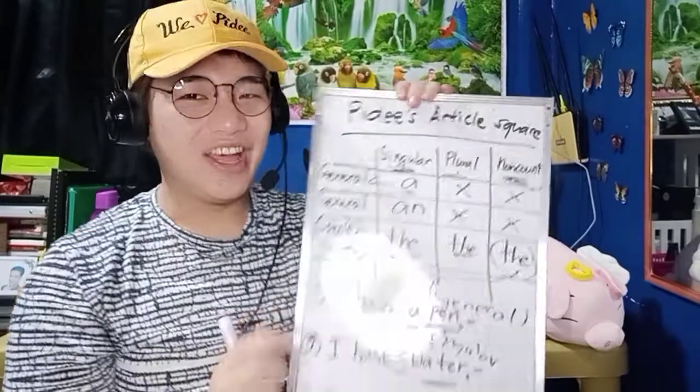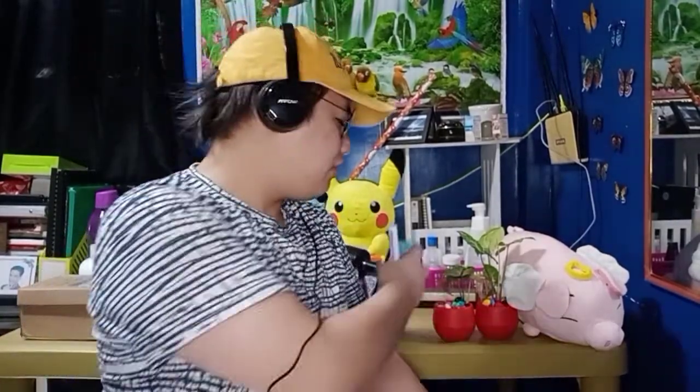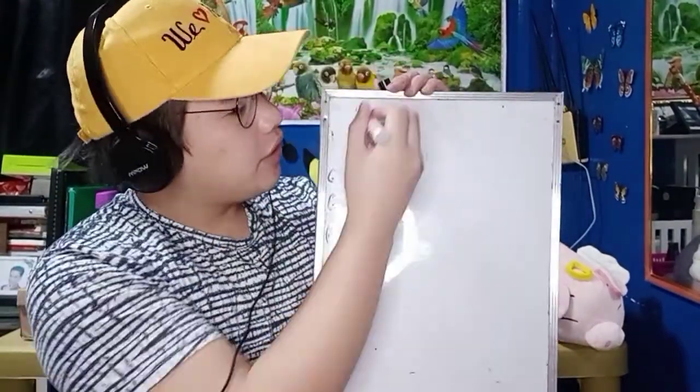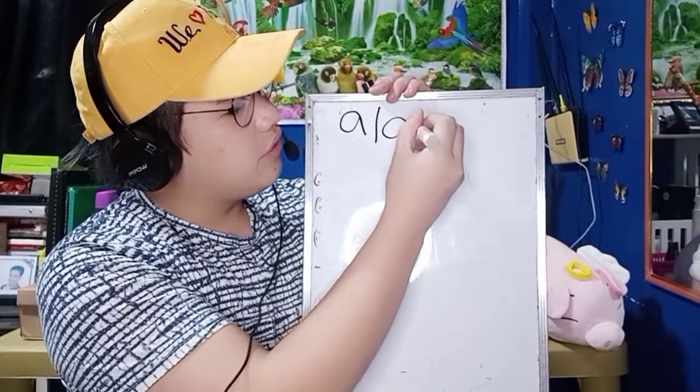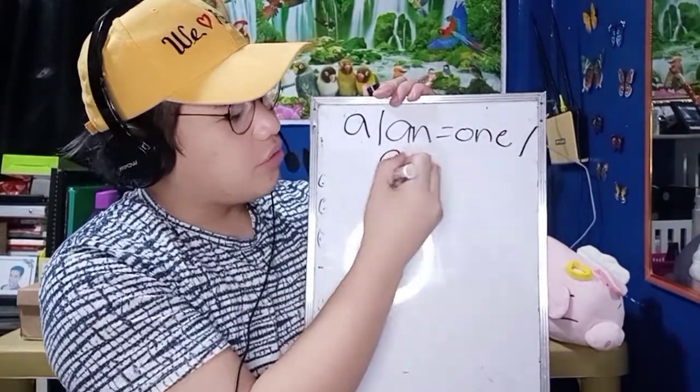Alright? Good. Perfect. So now let's move on to our second objective. In this part, guys, I will be teaching you when you are going to use the articles a and an. Always remember, a and an mean one. And also, a and an mean general. As a review, it always means one, and it always means general.